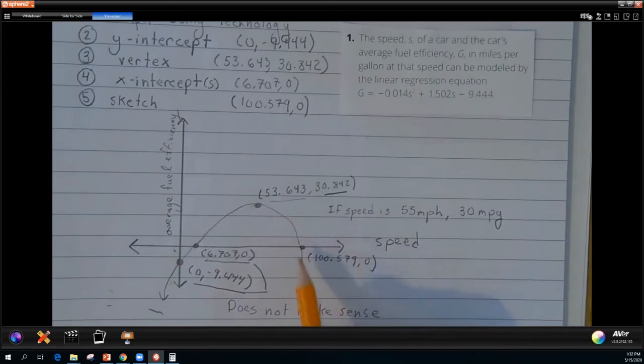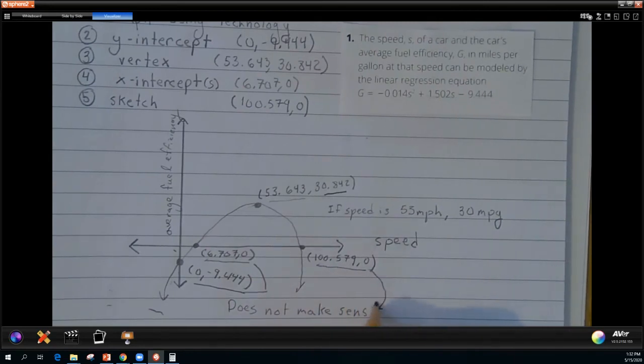Because once we get up to our other x-intercept, which is 100 miles per hour, it says our fuel efficiency drops back down to 0, which means that's very bad fuel efficiency. We're getting 0 miles for each gallon of gas. That means we're burning through gas very quickly at 100 miles per hour. So again, this does not make sense.